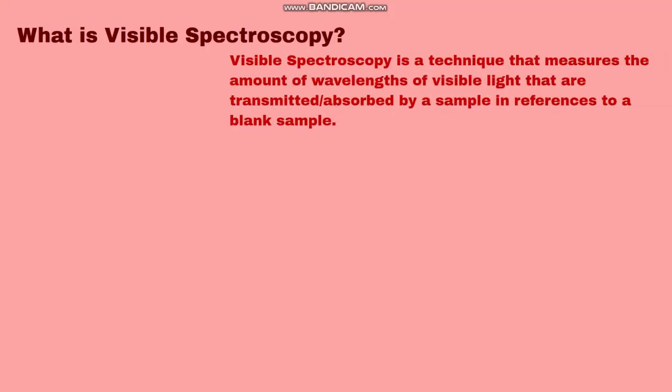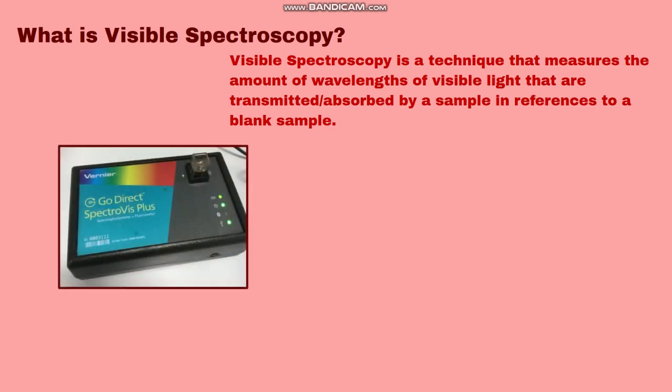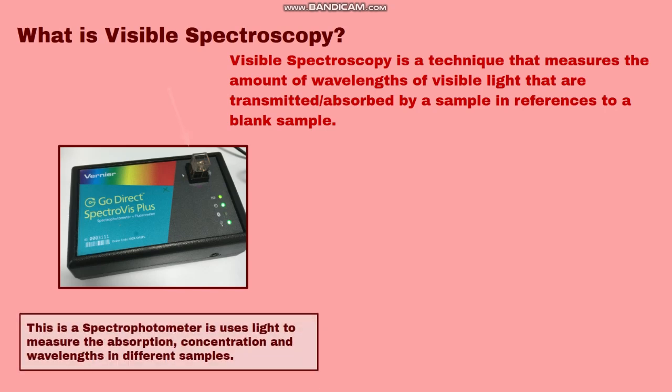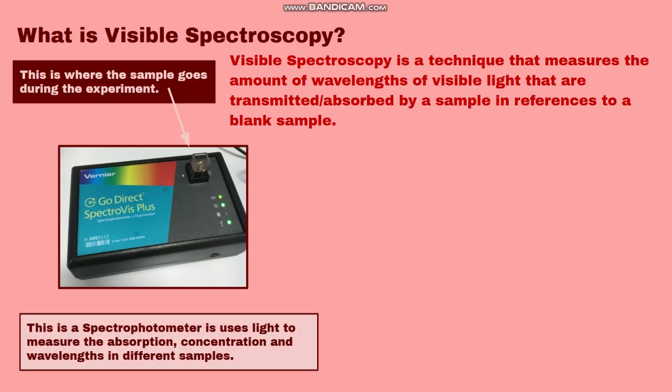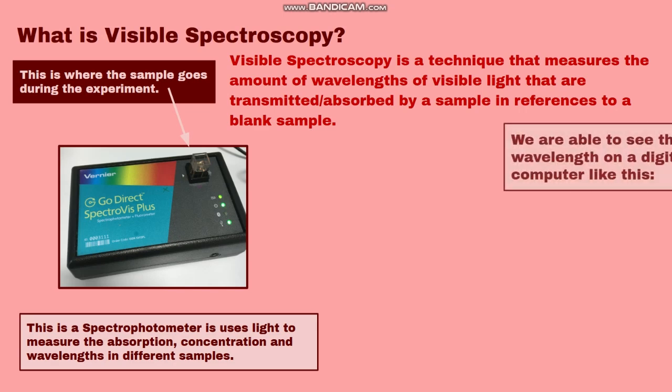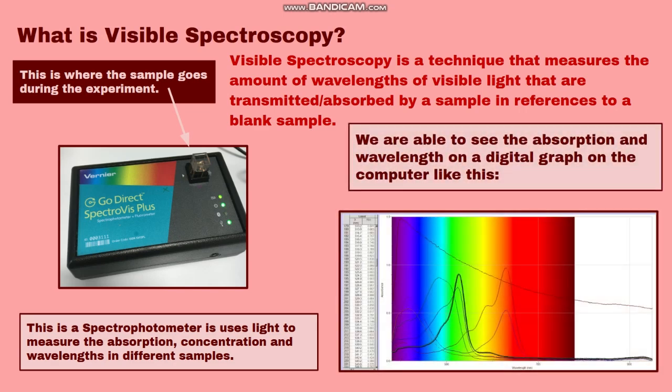Visible spectroscopy is a technique that measures the amount of wavelength of visible light that is transmitted by a sample in reference to a blank one, such as water. This is an example of a spectrometer that we would use in an experiment to measure absorption. You would put the solution in the cuvette in the corner of the box, and light would run through the solution, and you would get your absorption on a screen. We decided to use a digital computer, as it looks clearer and you can get better results.